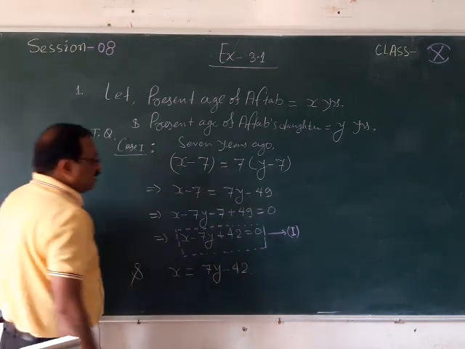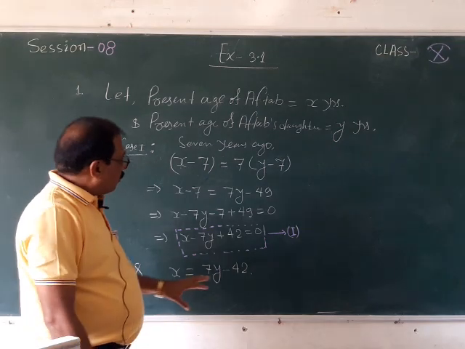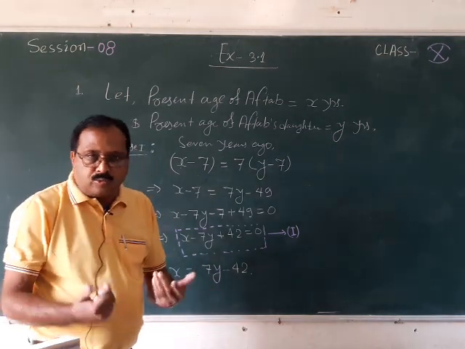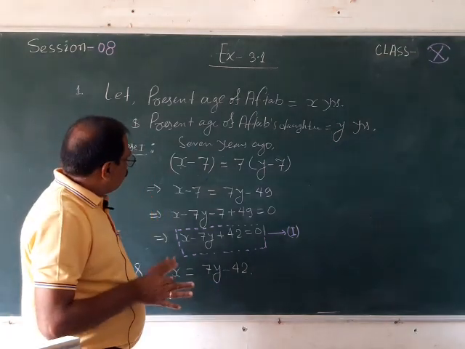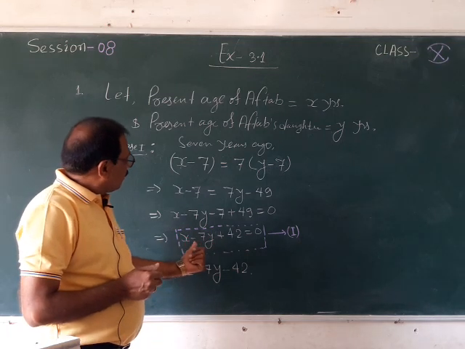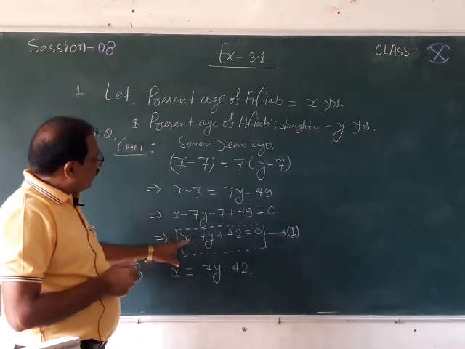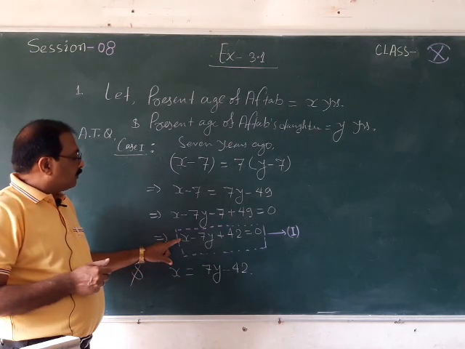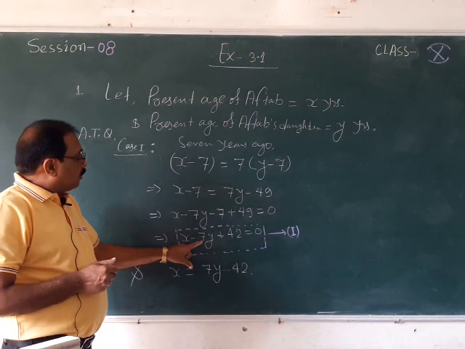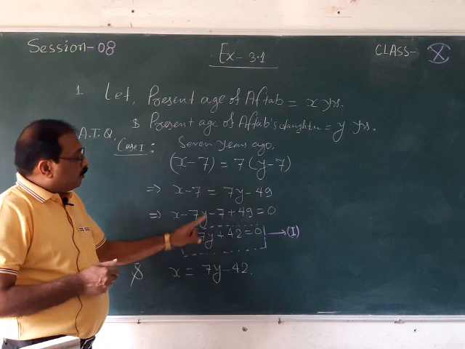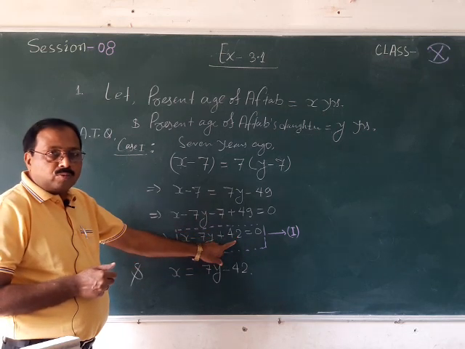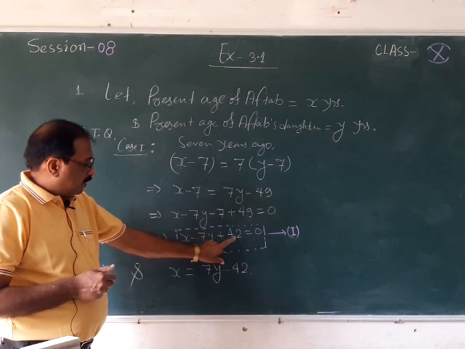In some questions it is written that you just write the equation, no need to solve. So I have shown you the equation first. This equation is in the standard form, because you can see the value of a1 is 1, the value of b1 is minus 7, the value of c1 is 42. This you have to keep in your mind.